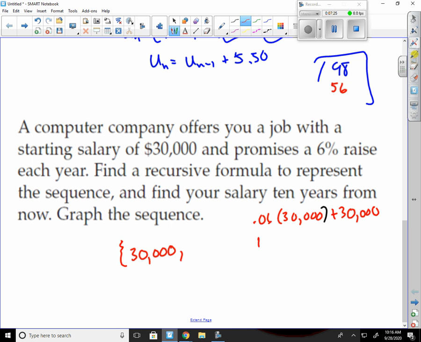The other way I could do this would just be 1.06 times 30,000. Much simpler way to handle that problem. So that would give me 31,800. My next is going to be 33,708. Then 35,730.48. So it just keeps going on and on and on.